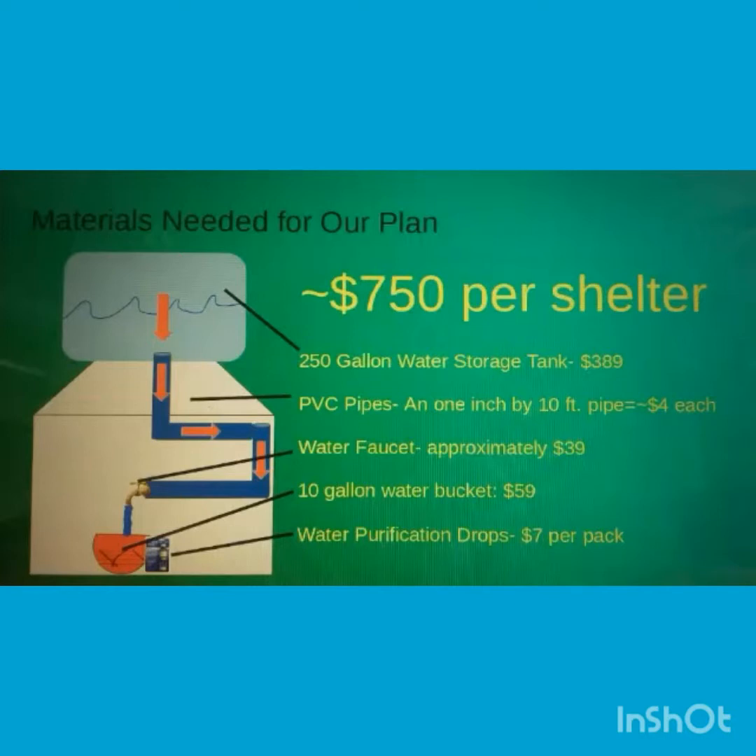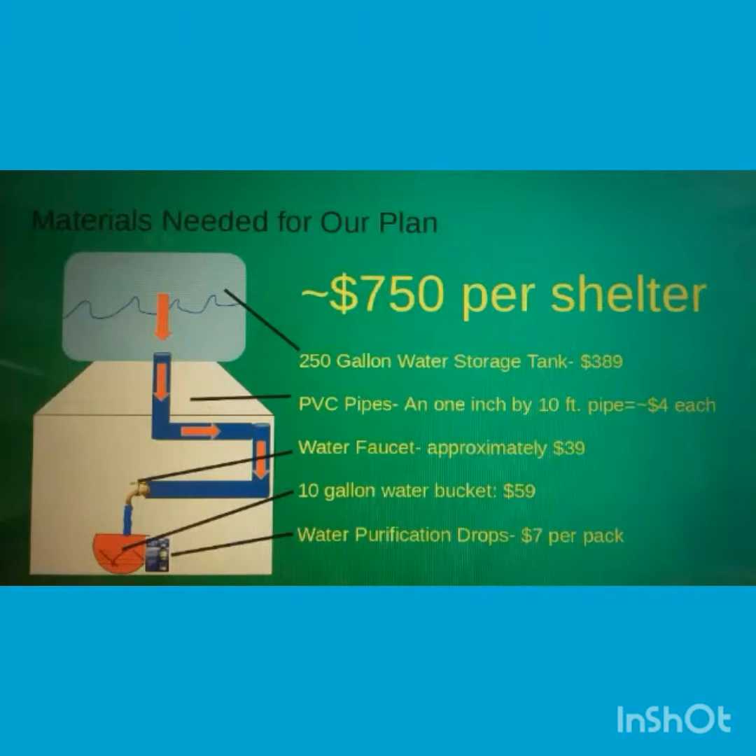Now here are the steps that the water takes to get purified. First, when it rains, there will be a 250-gallon water storage tank that catches the rainwater. This will cost $389. Next, the water drains through PVC pipes, and a 1-inch by 10-foot pipe costs $4 each. So the Zimbabweans can get water whenever they want, and they won't get too much or too little, there will be a water faucet. This will cost approximately $39.